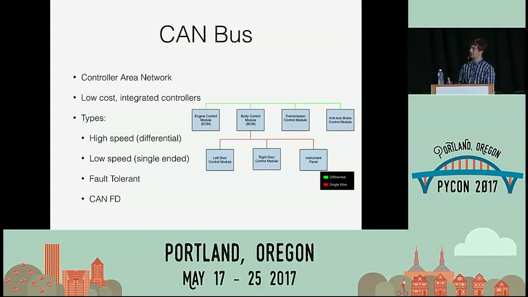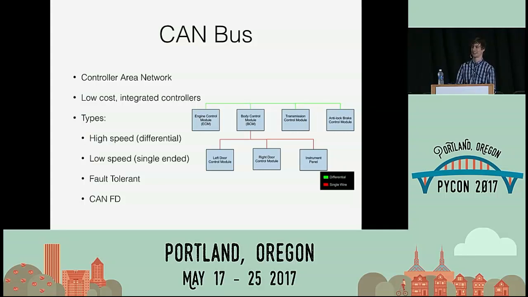And there's a bunch of different types. So most you see is high speed. This is a differential thing, so kind of like Ethernet, you twist the wires together. There's a low speed, which is single-ended. That's when you want to be even cheaper.